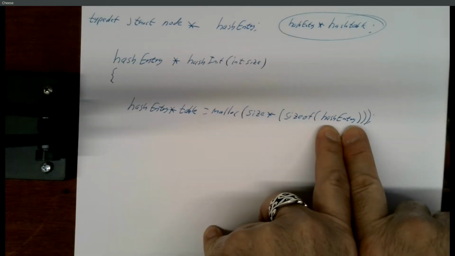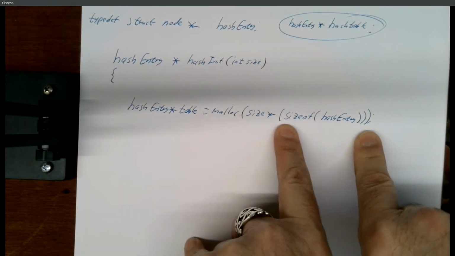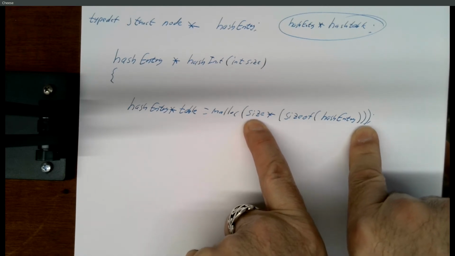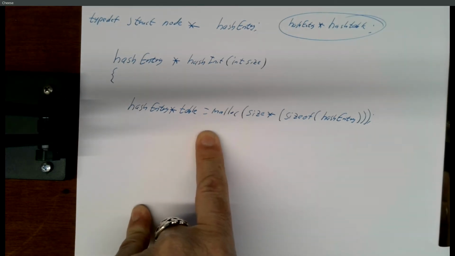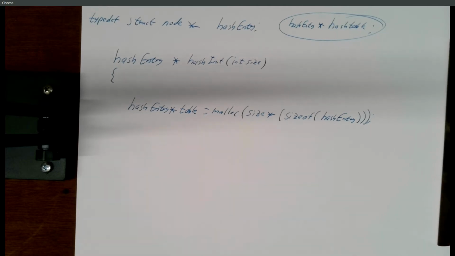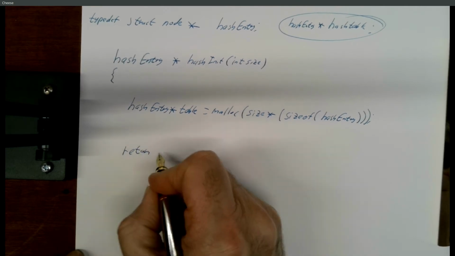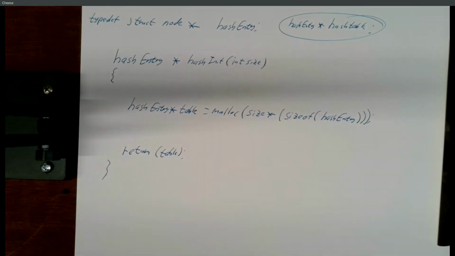Okay, so this is what a single element of your array is. It is a hash entry, which is a pointer to a struct node. See how big that is, multiply by how many of them you want, and that's how many bytes of memory you need. This will return the address of that first byte, so it's the address of table bracket 0. We can save that in table, and that's what we return. So that's setting up your initial array.